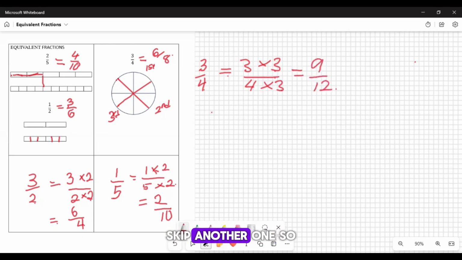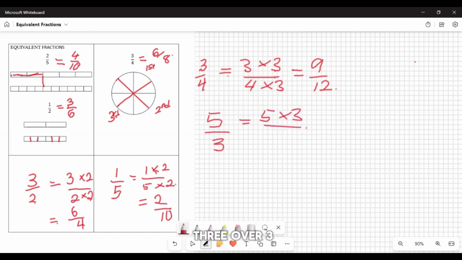So that will give us 9/12. Let's do another one. Let's say we have 5 out of 3, but then we want this denominator to be, let's say, 9. So we pick this and we multiply through by 3. So 5 multiplied by 3 over 3 multiplied by 3. And this will give me 15/9.